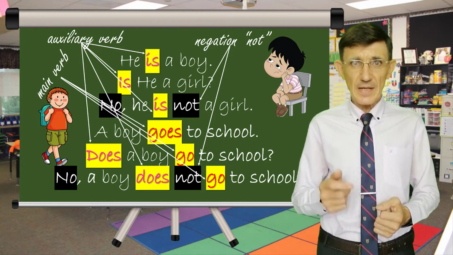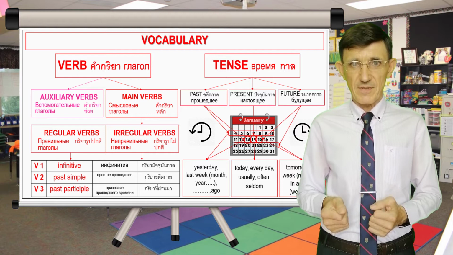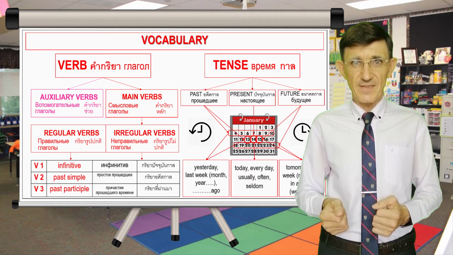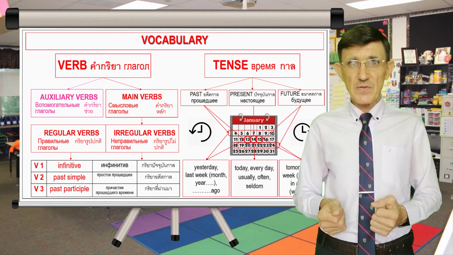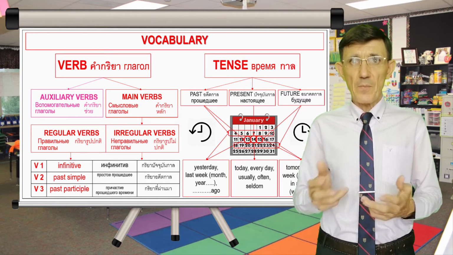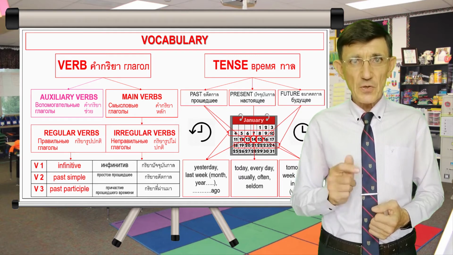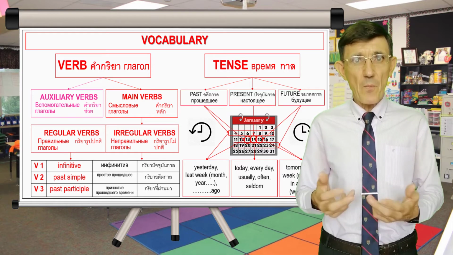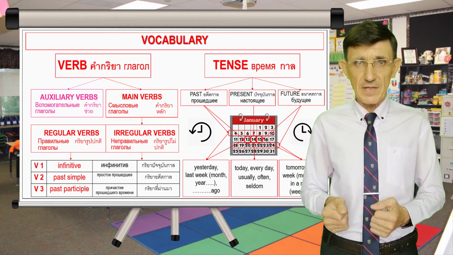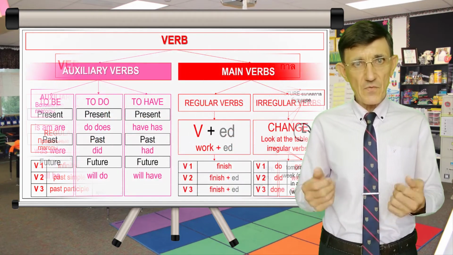Now let's have a look at this slide. On the left, we see that there are auxiliary and main verbs, and that main verbs are divided into regular and irregular verbs. We also see that there are three verb forms: verb 1, infinitive, verb 2, past simple, and verb 3, past participle. On the right, you see that there are three tenses: past, present, future, and underneath you see time markers for each tense. Look at them and try to remember. Now let's have a look at auxiliary and main verbs in more detail.